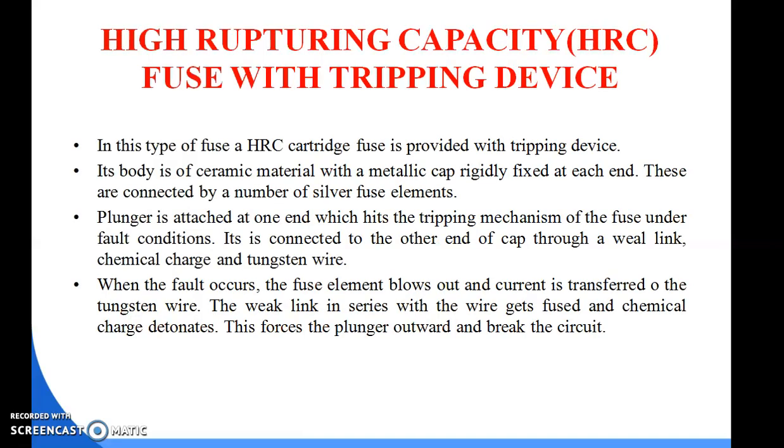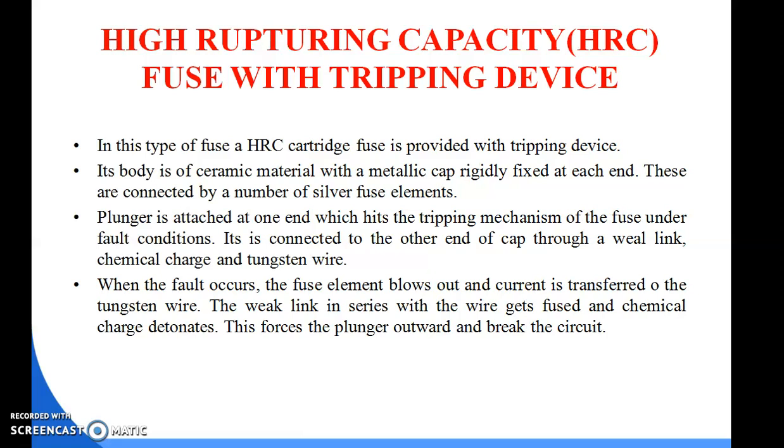Another type of fuse is the high rupturing capacity fuse with tripping device. Generally, tripping occurs in our MCB, which means miniature circuit breaker. Nowadays in our homes we are using MCB instead of fuse, because a circuit breaker has a lot of advantages over a fuse. So, in the HRC type fuse, the fuse is provided with a tripping device.